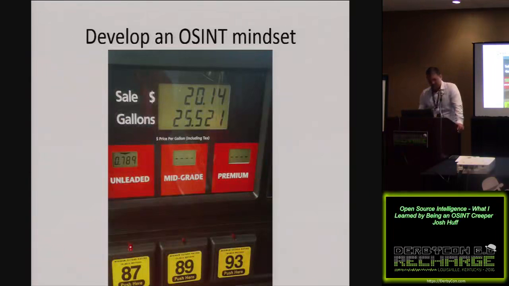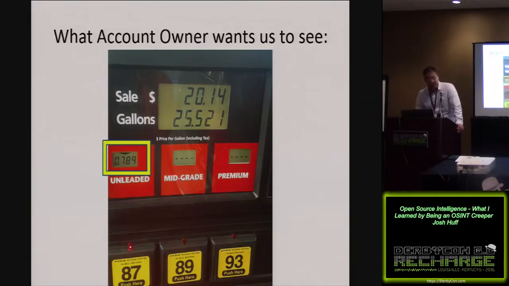Little exercise I like to do at these talks to help develop kind of the OSINT mindset when you're looking at stuff. I took this image off of a Facebook page last year. It had a tag something like, hey, look at this deal at Kroger, something like that. So I throw it up there, and I like to look at a couple things. This is what the account owner wants us to see. Got an awesome deal, 78 cents a gallon. Put it up online for all my friends to brag to.